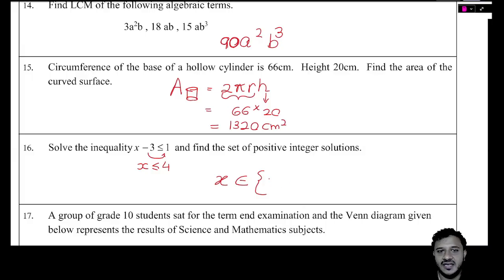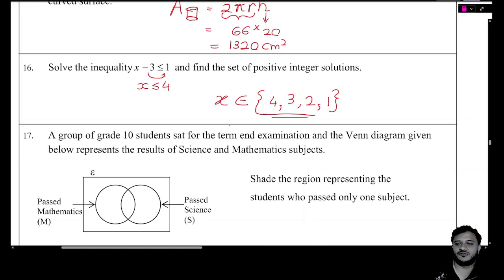So can X be, in positive integers, positive whole numbers, a 4? Yes. Can X be a 3? Yes. Can X be a 2? Yes. Can X be a 1? Yes. Can X be a 0? Yes, but it's not a positive integer. This is all the positive integers are: 1, 2, 3, 4.